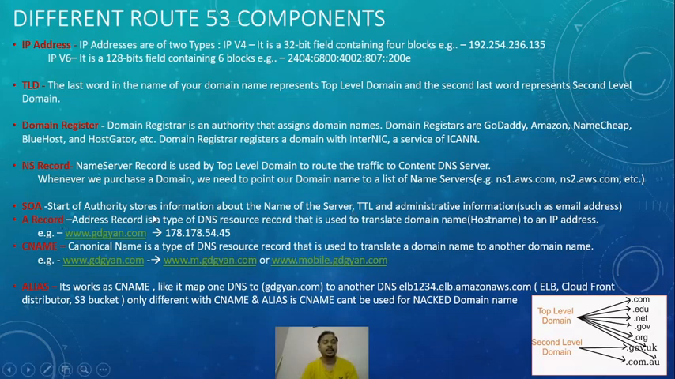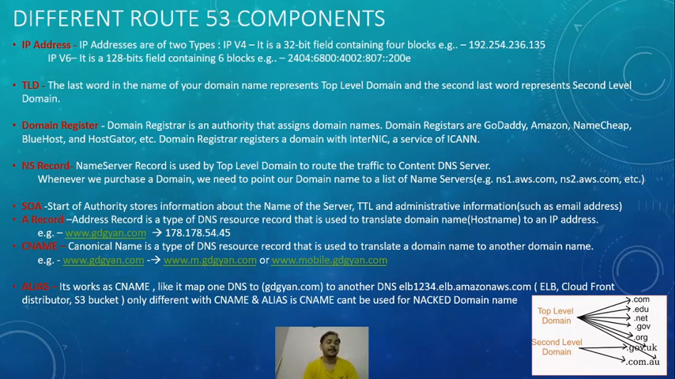SOA, start of authority, stores all your information: your name, your TTL information, your email address, IP address, all the server names, all the details. That SOA saves those details. A record. gdgyan.com has an IP address, so that is called an address record, or A record. One website has an IP address, and that mapping or record is called an A record. So every website has a record.